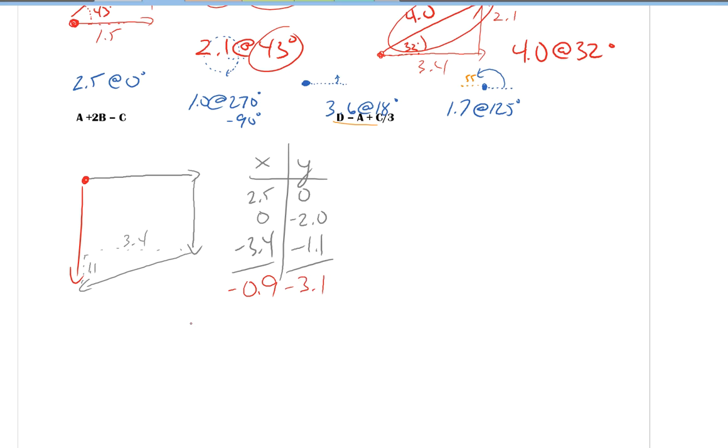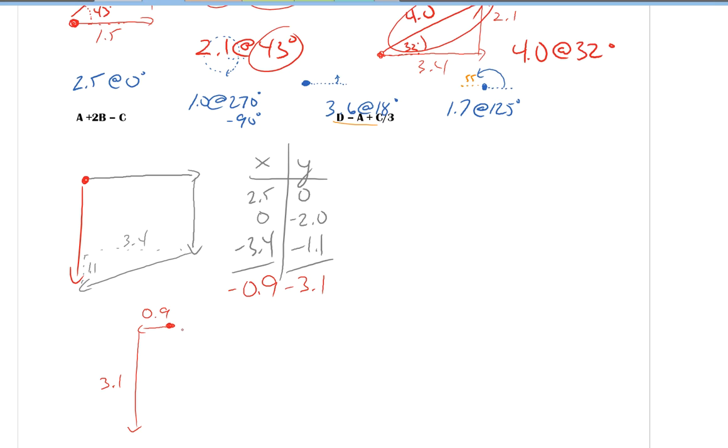Now I'll make my new triangle. I'm going to make a little starting nub, and I'm going to go negative 0.9, so that'll be left 0.9, and then I'm going to go negative 3.1, so I'm going to go down 3.1. Notice I draw tip to tail. Don't draw the negative 0.9 here and then go back to the nub and go down. You want to go tip to tail.